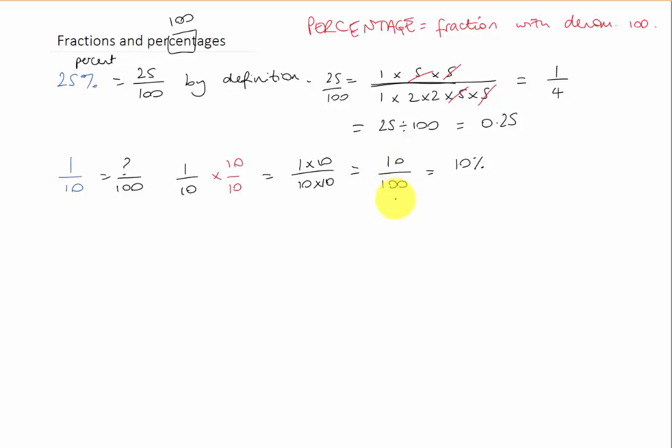And again, we can divide these if we want. So 10 divided by 100 is 0.1.